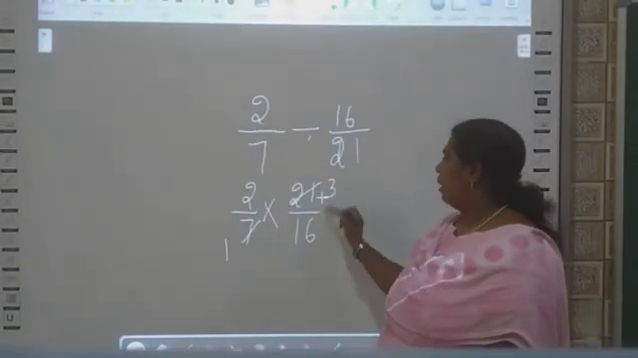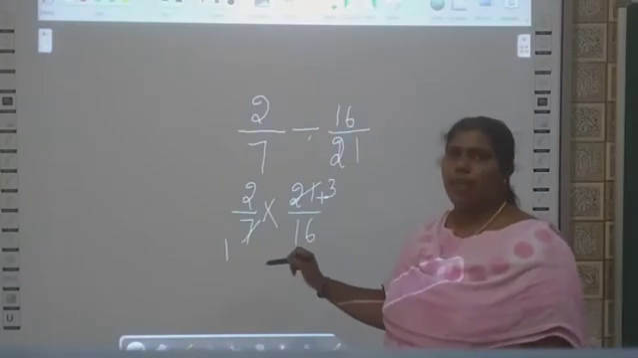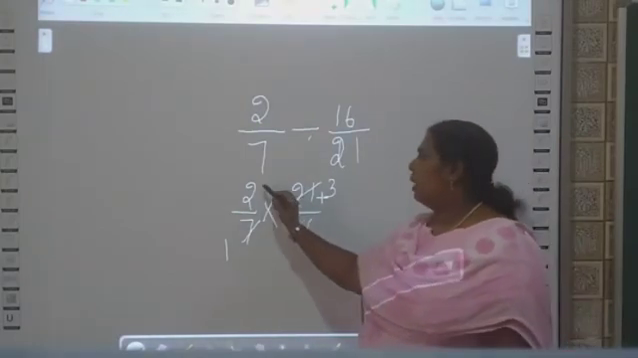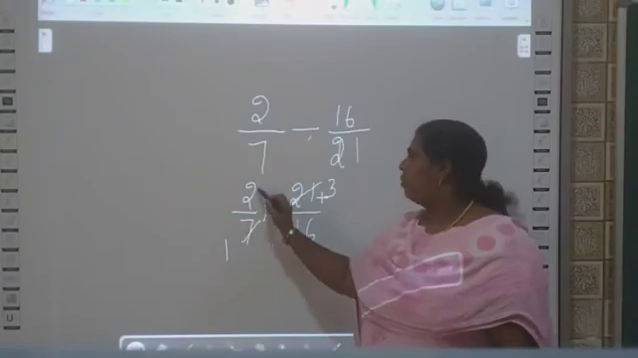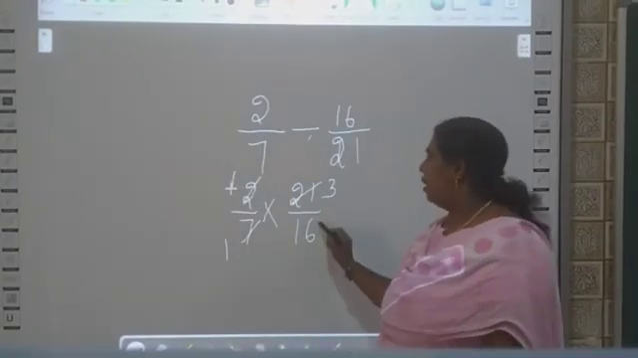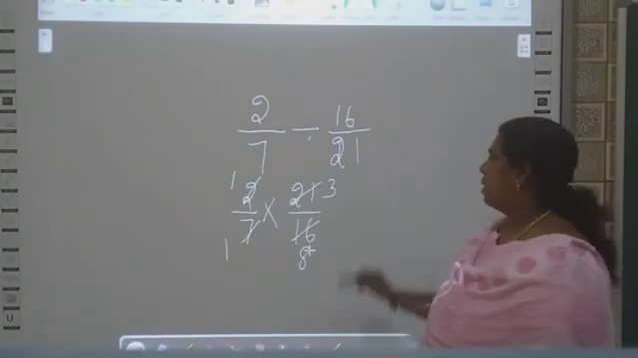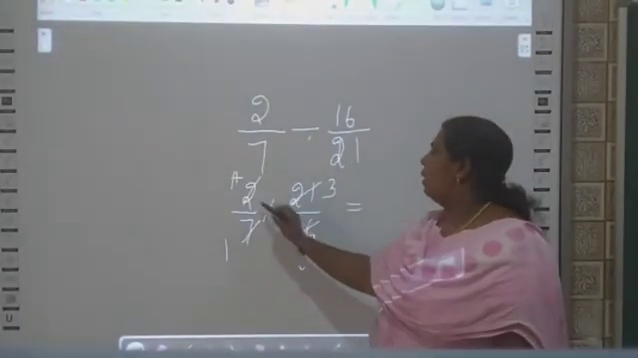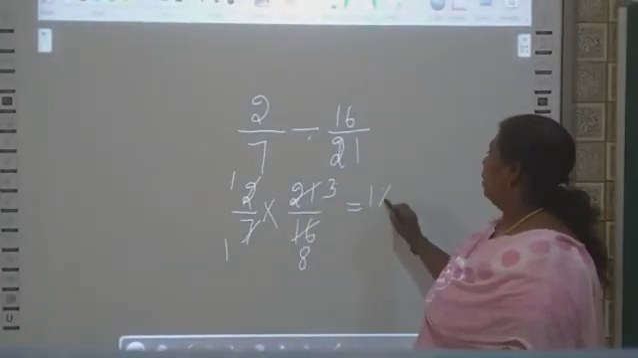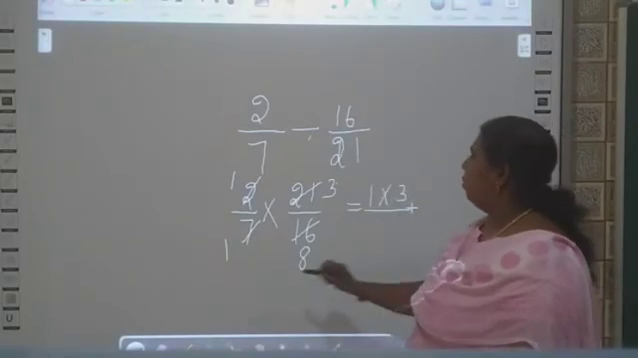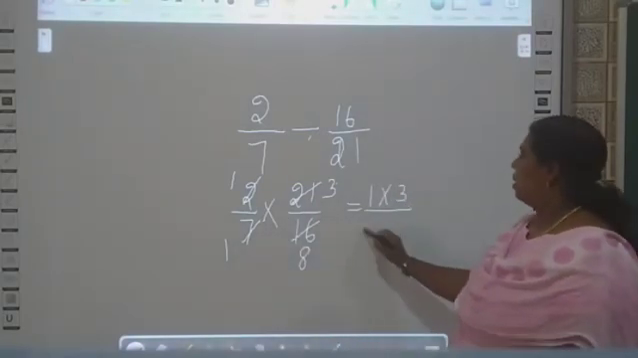Then here 3 and 16 is not possible. We cannot reduce. So here second table we can use. Second table here 1 time. Here second table how many times? 8 times. Second table 8 times. Next is 1 into 3 divided by 1 into 8.